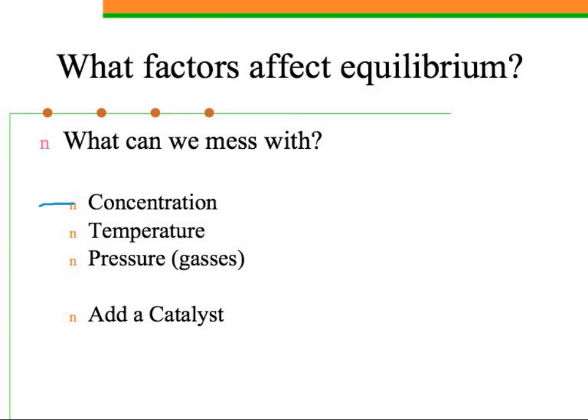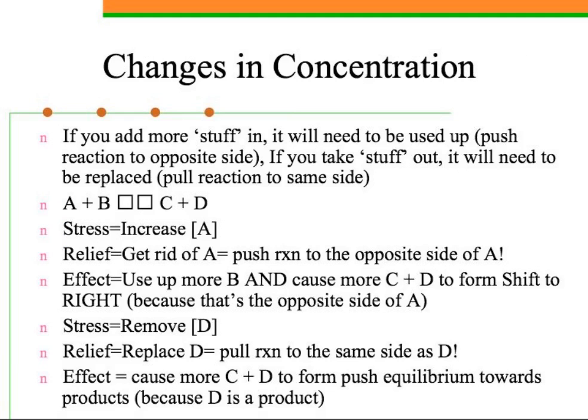Well, it's easy to mess with concentrations. So we can mess with concentrations of these different things in the chemical reaction. We can change the temperature very easily by putting a reaction vessel like a beaker or a test tube in an ice bath or heating it up. We can also adjust pressures of reactions of gases. Last, we could add a catalyst. So we're going to go through each of these individually right now.